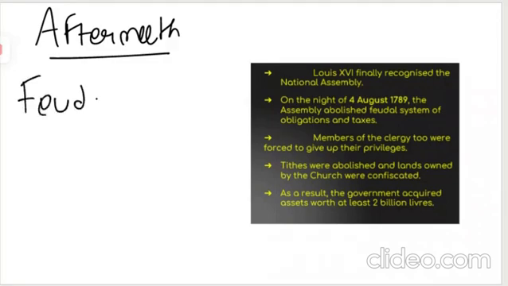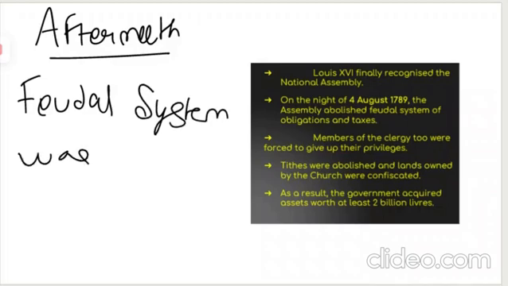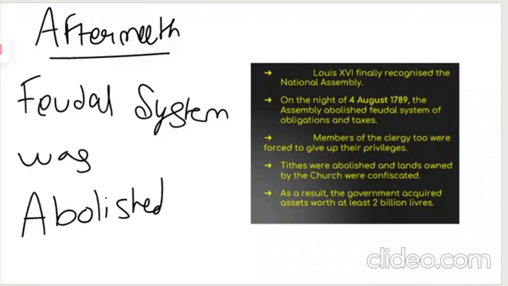And what was the result? The feudal system was abolished. Let's understand what happened. Louis XVI firstly said that okay, you all, the National Assembly, the third estate, we are going to recognize you. Whatever you say, we will follow that. And on the night of 4th August, dates are very important, 4th August 1789, the National Assembly abolished the feudal system of obligations and taxes. What was the feudal system?